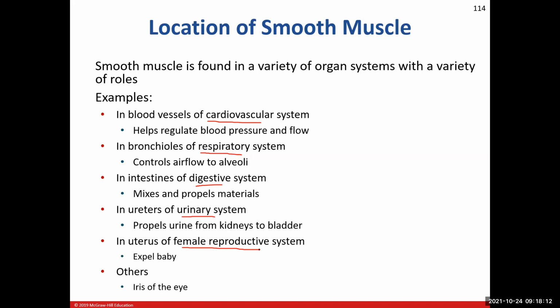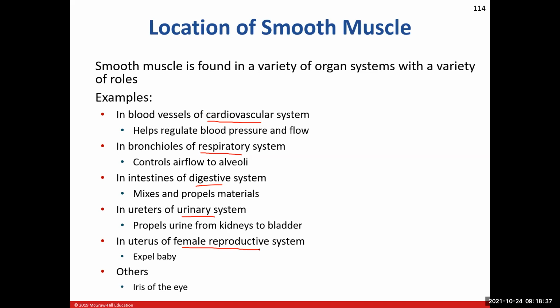So you can see that the functions of smooth muscle are going to be to move things. Obviously in the cardiovascular system, it's going to help regulate your blood pressure. It can cause vasoconstriction or vasodilation, make the lumen of the blood vessels bigger or smaller, just like more water flows through a larger pipe than a smaller pipe. That's what we'll see here in the cardiovascular system.